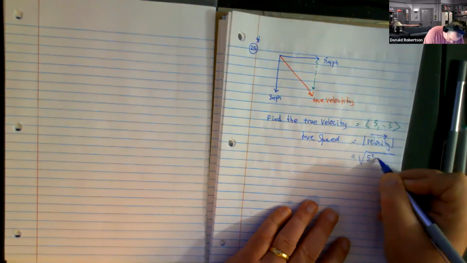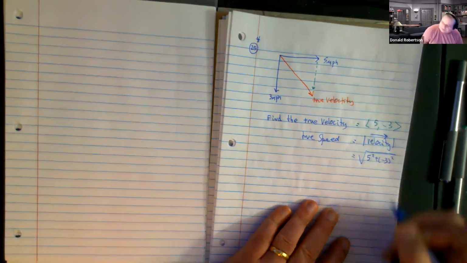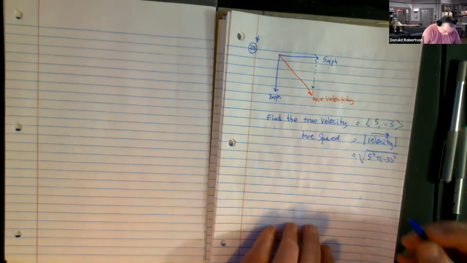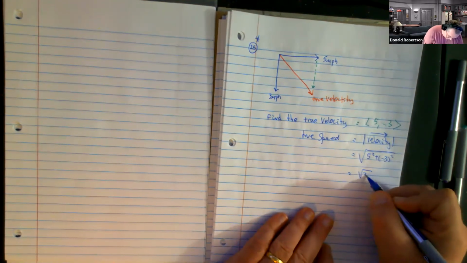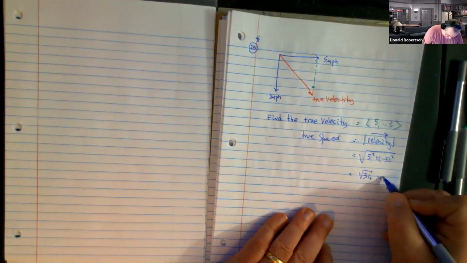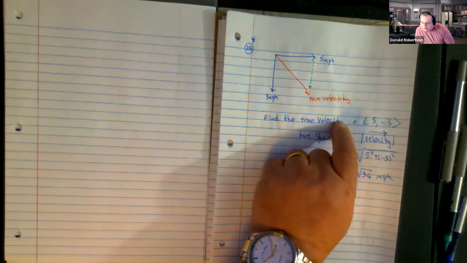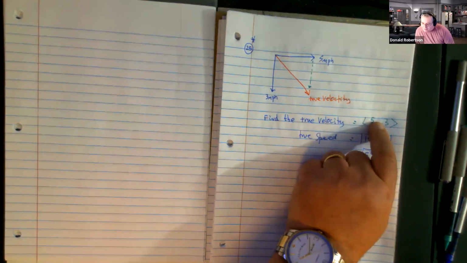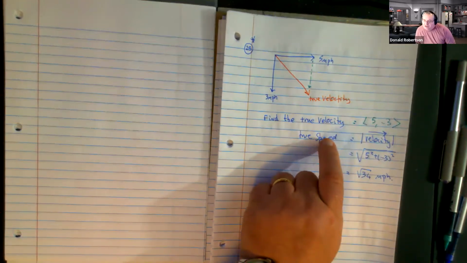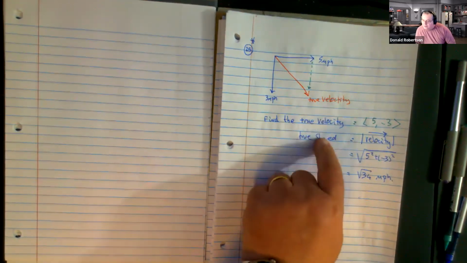And so that's when you would have done your Pythagoras thing, right? That's when that would have made sense. So that's, I think, square root 34, and that would be miles per hour. So anytime they use the word velocity, your answer is going to be a vector. Anytime they say speed, your answer is going to be a number, right? Got those two in your mind.